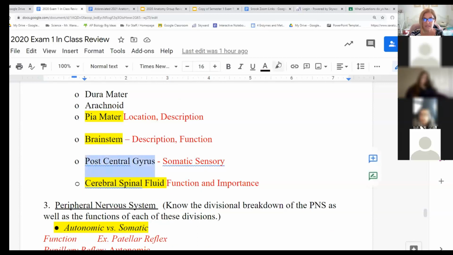Post-central gyrus, that's in your matching. It's the somatic sensory cortex. Cerebral spinal fluid is one of the 3 things we have to protect the brain. So that's important. Protecting the brain, specific function, acts as a shock absorber.